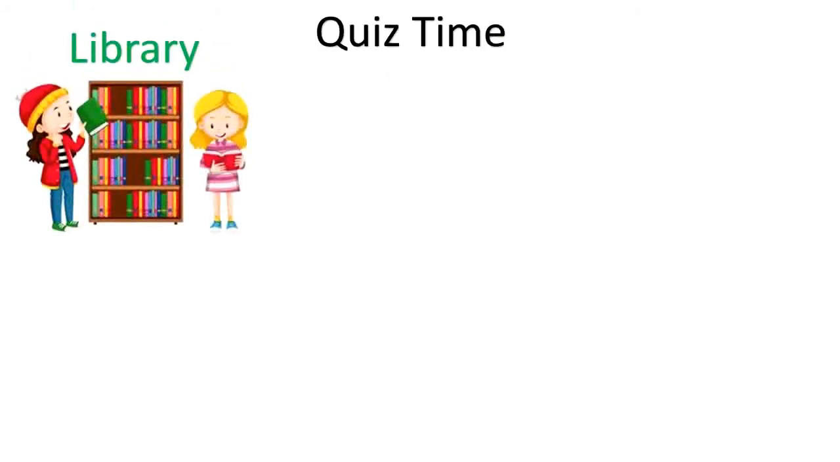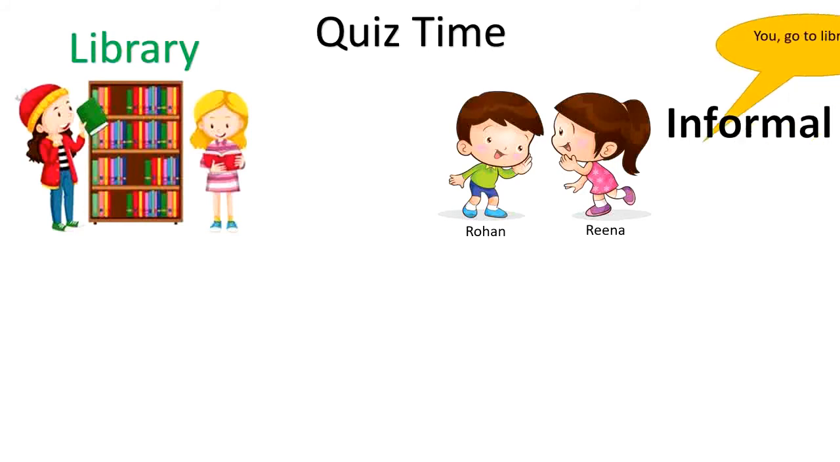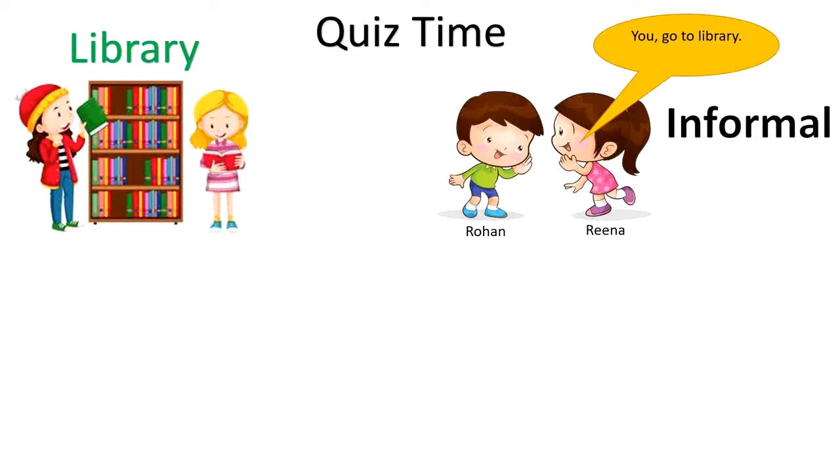This is library. This is Rohan and Reena. Reena is talking to Rohan in an informal way. She is saying, you go to library. Time starts now. तुम library जाओ. Did you get it right?